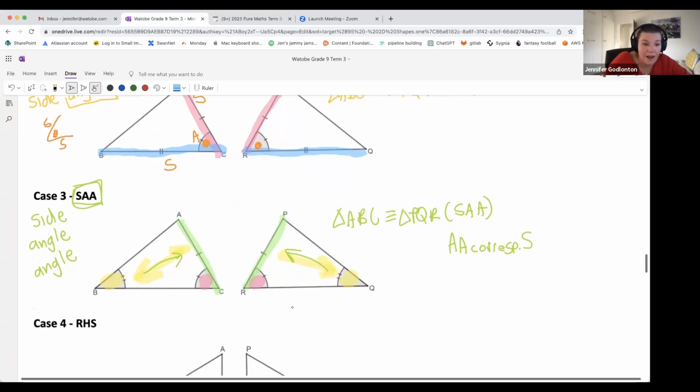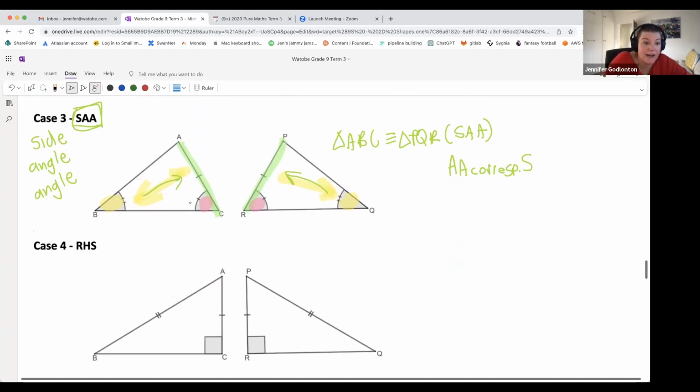Okay, and then our last case of congruency is right angle hypotenuse side. Now, most people make a mistake with this one because they want to say side angle side, because they see that they have a side, they see that they have an angle, and they see that they have a side. Why is this not side angle side? Why is this absolutely not side angle side from what we spoke about earlier? Why would this one not be allowed?